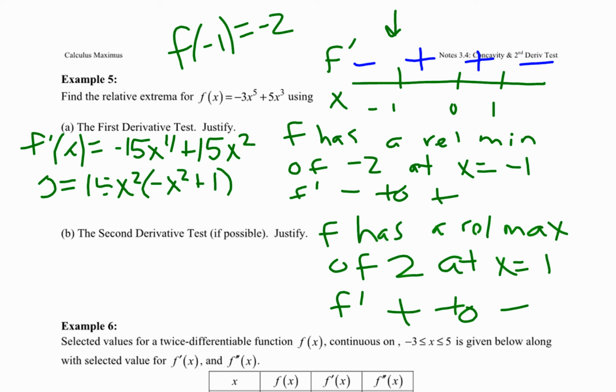All right, so let's change this. So we have second derivative, f double prime of x. That would be what? Negative 60x cubed plus 30x. Factor that. Let's see where it equals 0. Take out a 30x.